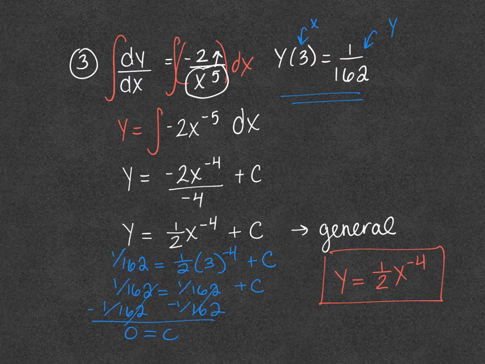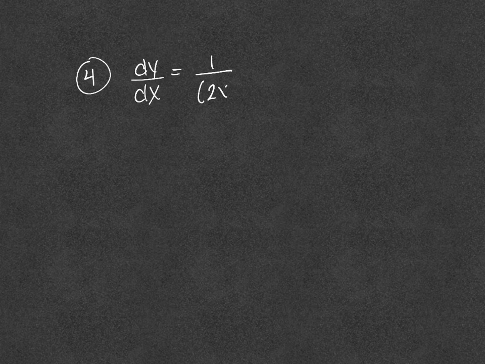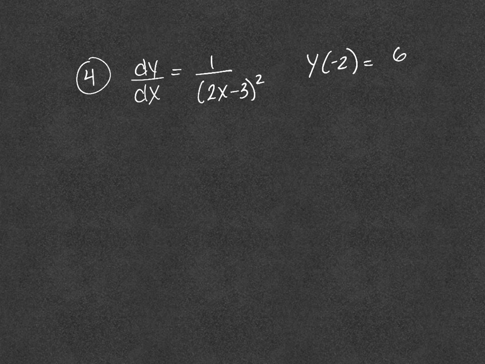Okay, last question for today. So problem number 4. So we have dy dx is equal to 1 over 2x minus 3 squared when y of negative 2 is equal to 6 over 5. So again, if you'd like to try this, feel free, try it on your own, pause the video, and then hit resume for the answer.